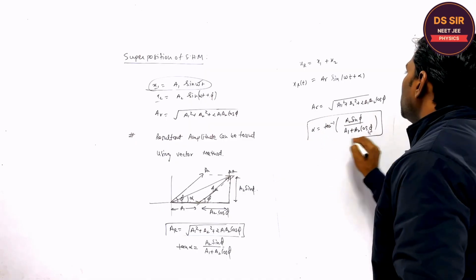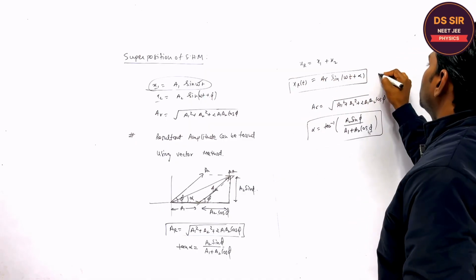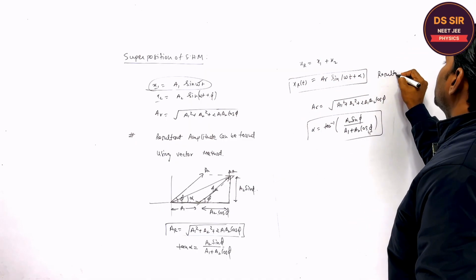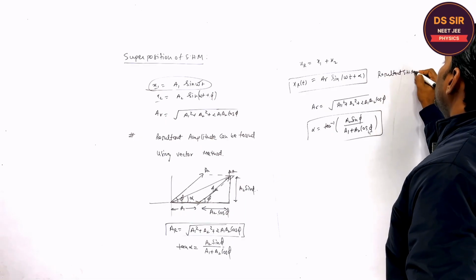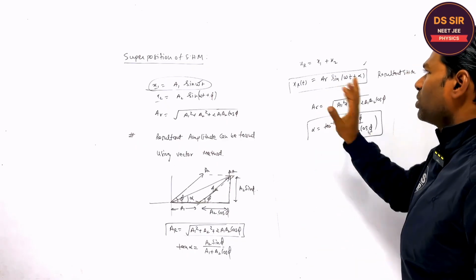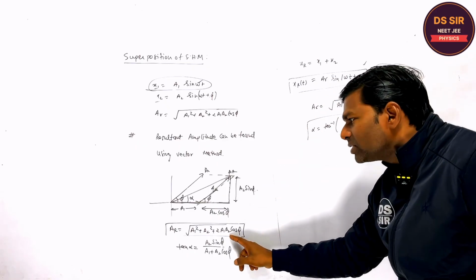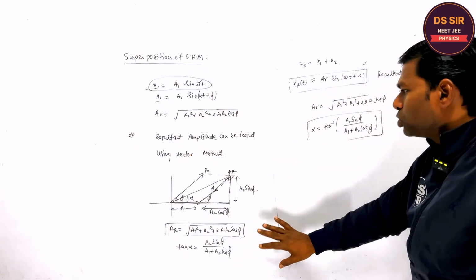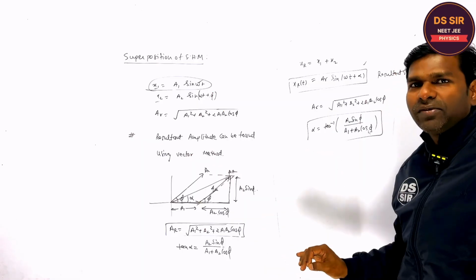So this is the resultant SHM. But generally they don't ask the equation of the resultant SHM. If they ask, you can do it. They generally ask the resultant amplitude, right? So this is the easy method with the help of the vector.